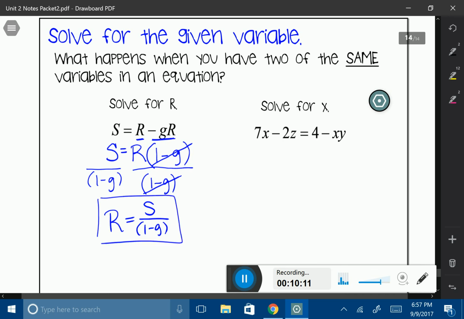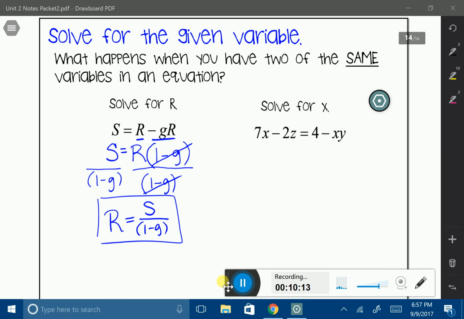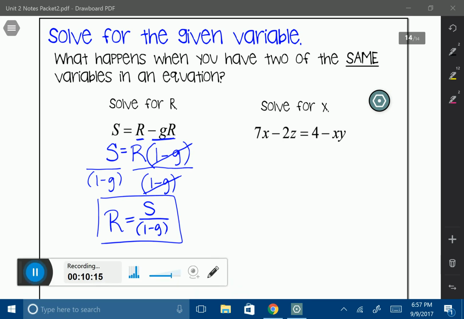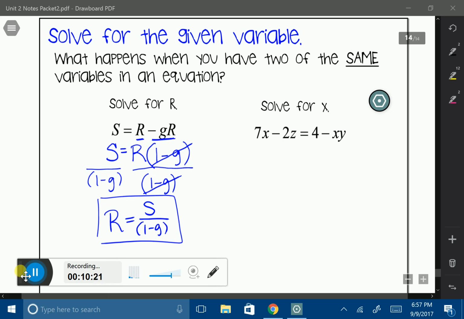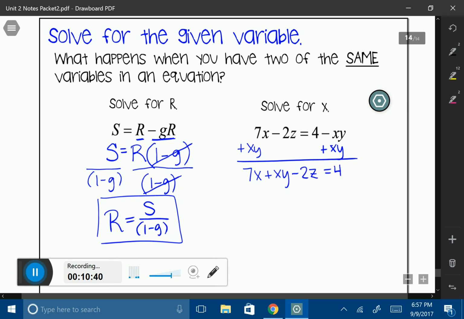Here's another example, but this time the x is not only on the left, but it's on the right as well. So what I want to do is put them all together. So let's go ahead and add xy, just to get my x's on the same side. I could have subtracted 7x. That would be fine as well. So I'm going to get 7x plus xy minus 2z equals 4.